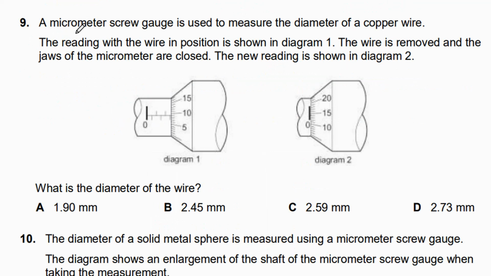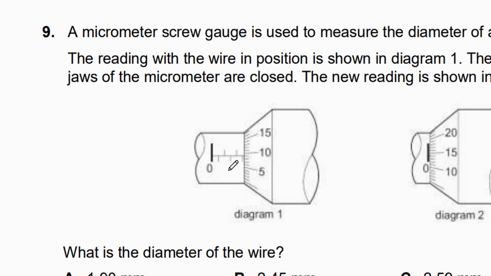So in question 9 it says, a micrometer screw gauge is used to measure the diameter of a copper wire. The reading with the wire in position is shown in diagram 1. The wire is removed and the jaws of the micrometer are closed. The new reading is shown in diagram 2. So let's first find the reading in diagram 1. So we have 2.5 millimeters.